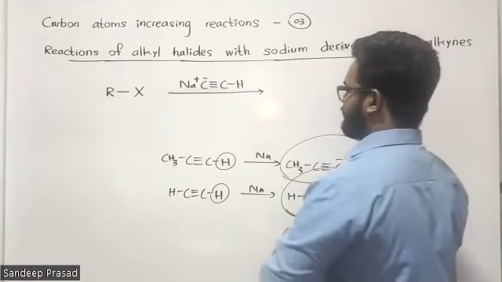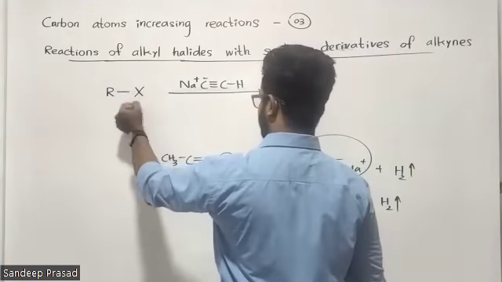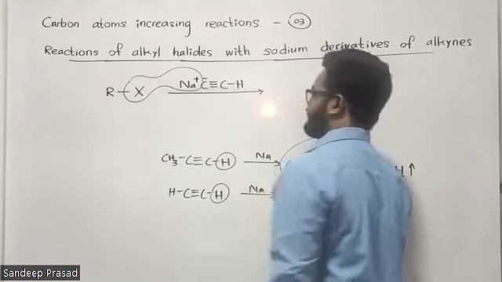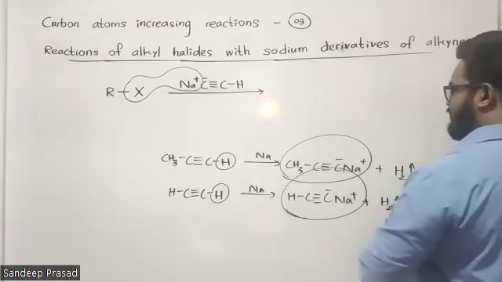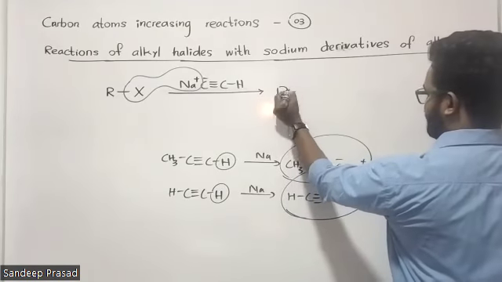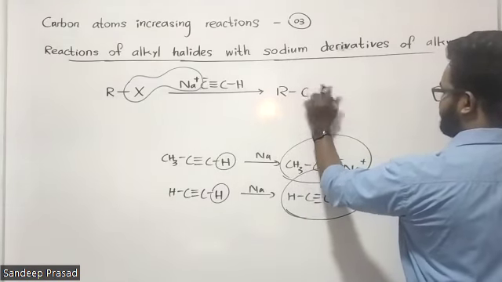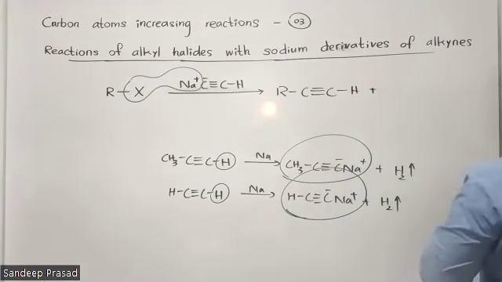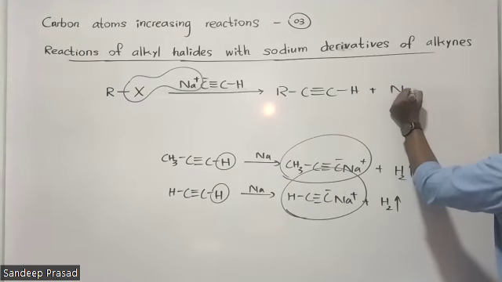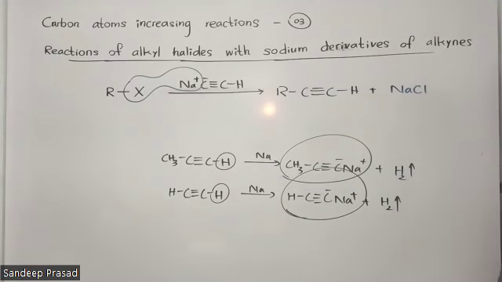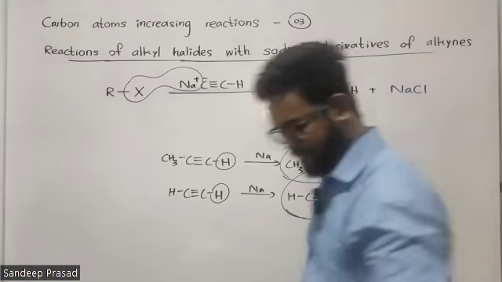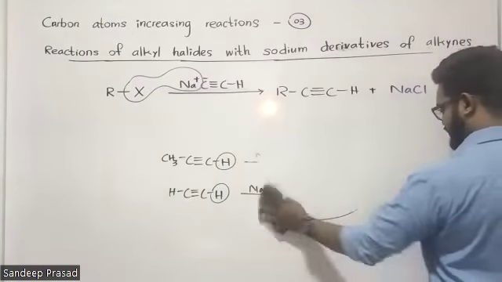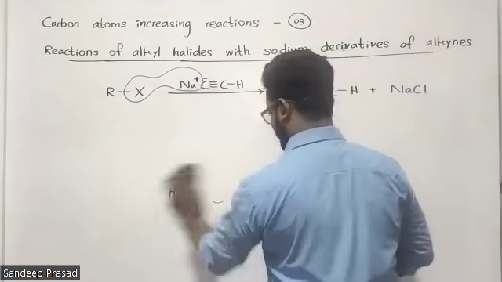First, we know that this is sodium plus. Just imagine this is a chlorine atom, a halogen element. Then sodium and the halogen element connect, and the main product produced is C triple bond CH, and the byproduct is sodium chloride, NaCl. This is the byproduct. Let's consider a few example reactions, then you will understand this more.